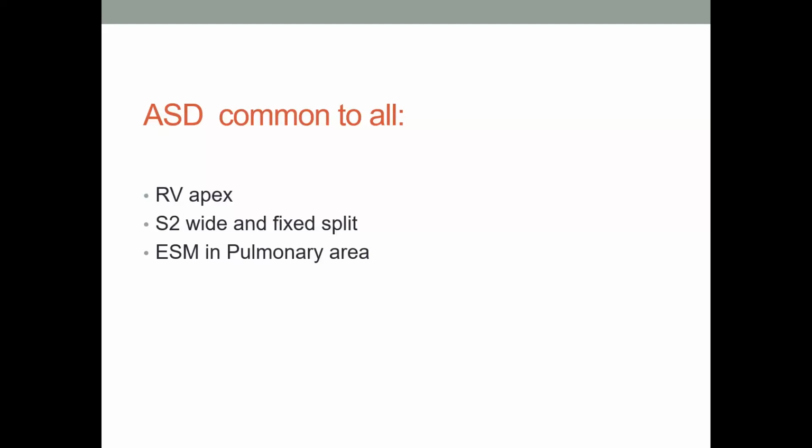Now, what is common to most of ASD? I won't say all ASD, most of ASD. If you find this, you will think there is ASD. And then based on other cues, you will think what is the added physiology. Now, what is common to almost all ASD is RV apex. Almost all of them will have RV apex, with exception. The exception will come later. So almost all ASD apex is RV.